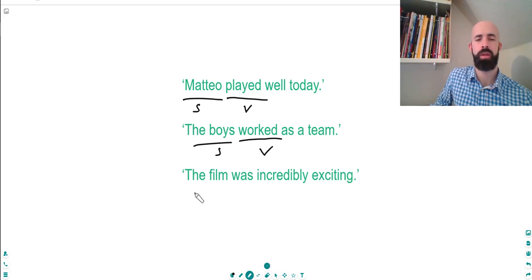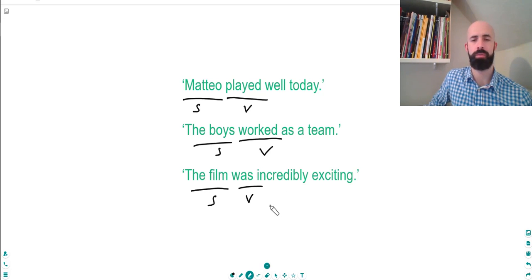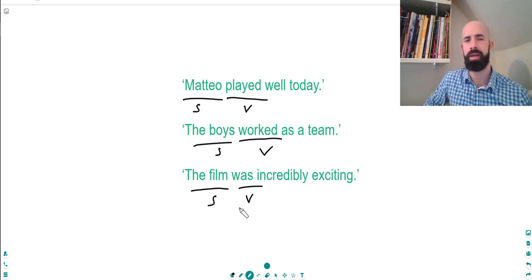Okay, so in this case, the film is the subject, and that is attached to the verb to be. The past tense of the verb to be. The film was incredibly exciting. Okay, so it's not too difficult to identify a subject and a verb in a sentence. And this will cover you for 99.9% of sentences.